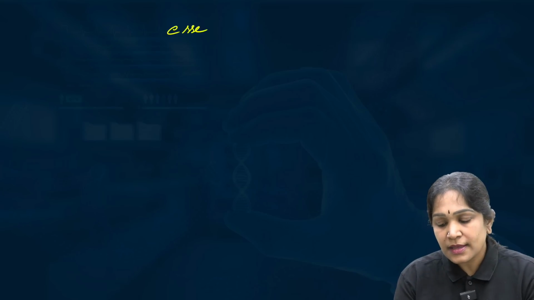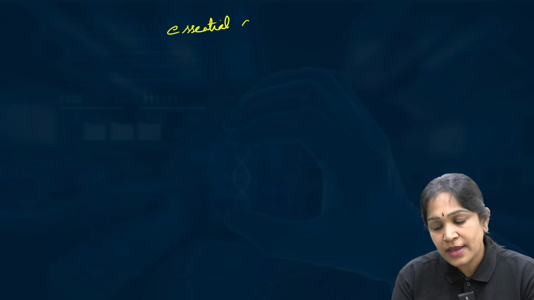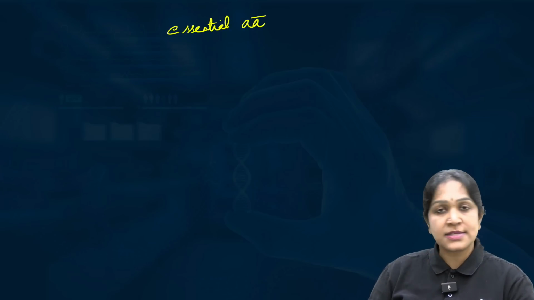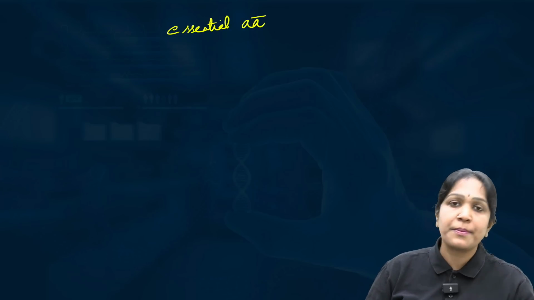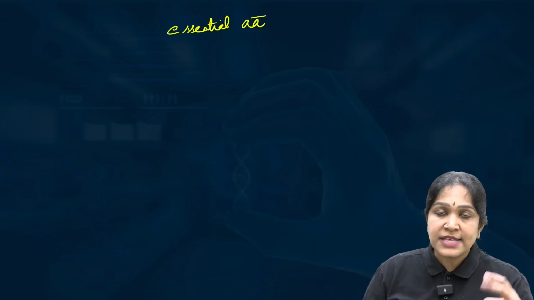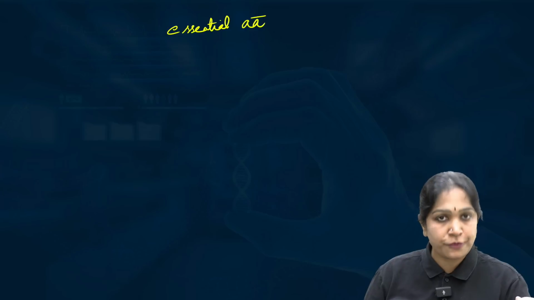Okay, now let us see about amino acids. Amino acids are the building blocks of proteins. We have three types of amino acids. First one, essential amino acids. The amino acids that our body cannot manufacture. So essentially we have to consume them in the food.